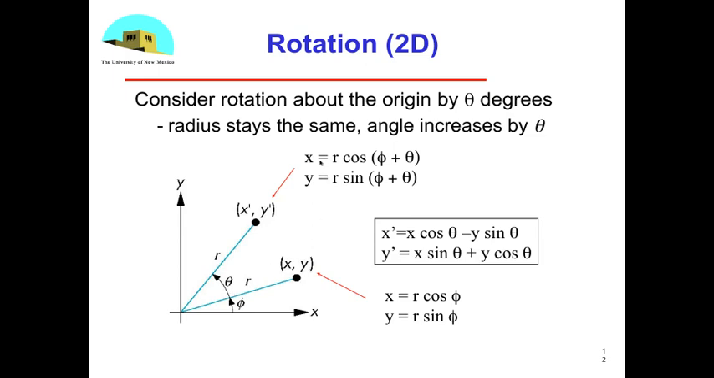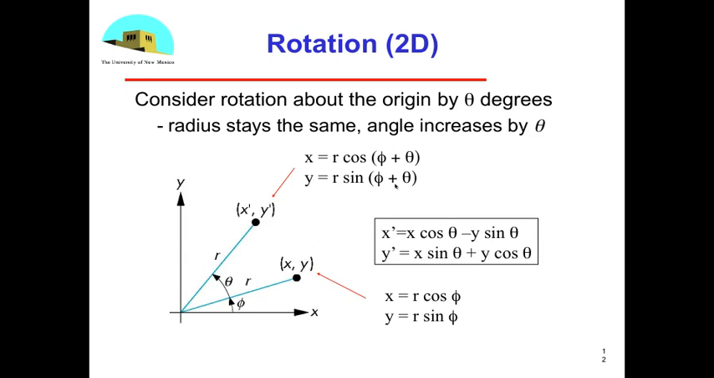Now converting back to rectangular coordinates, rectilinear coordinates, the new x, this is x prime, y prime, was the old x. What was the old x? The old x was r cosine phi, but I've added an angle theta to it, and the new y is r sine of theta plus phi, because I've added theta to the angle.